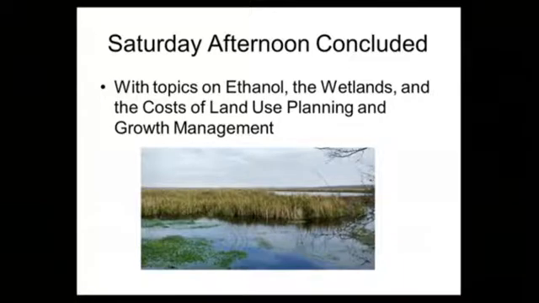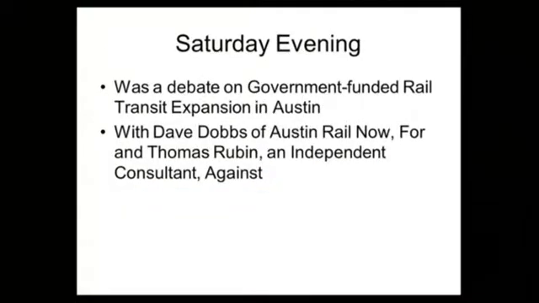With topics on ethanol, the wetlands, and the cost of land use planning and growth management, we dealt with some Saturday land use issues. Saturday evening, we had a debate on government-funded rail transit expansion in Austin, with Dave Dobbs of Austin Rail Now for, and Thomas Rubin, an independent consultant, against.